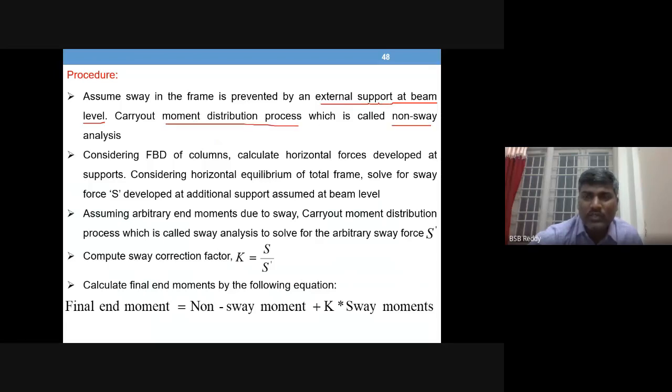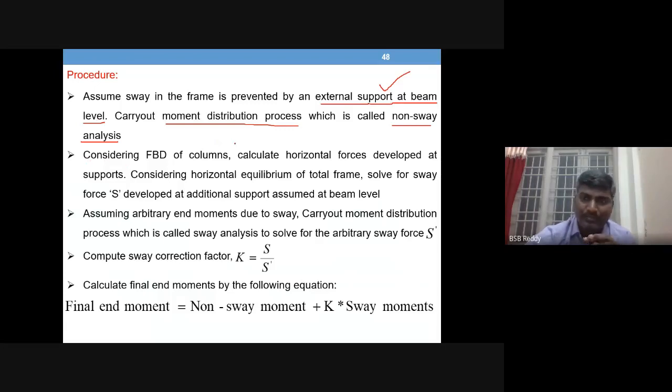So as you prevented sway means what? You are making the frame to not sway, so not to move laterally. Hence we call it as non-sway analysis. Okay. How do you make that one to not sway in the lateral direction, not to deform in the lateral direction? By assuming one support at beam level.